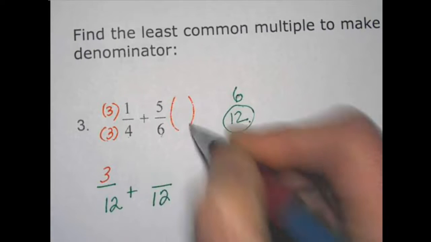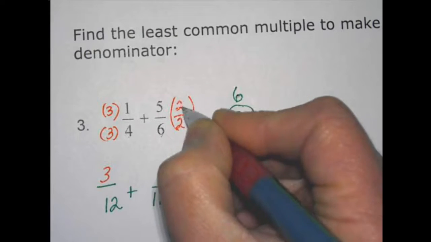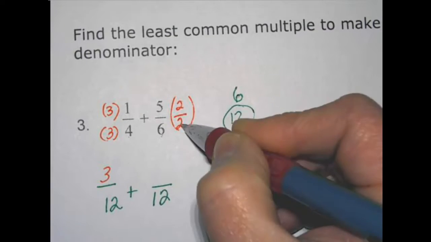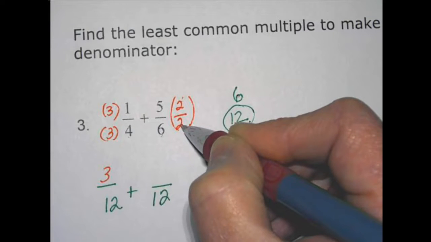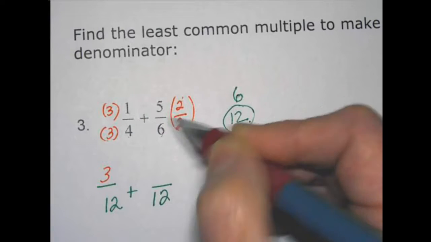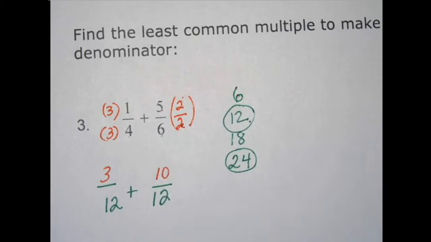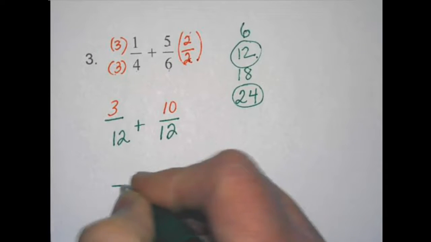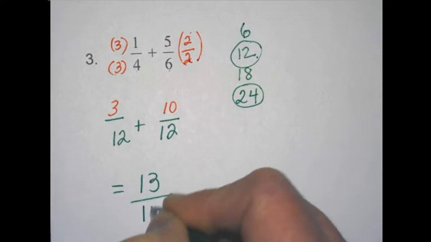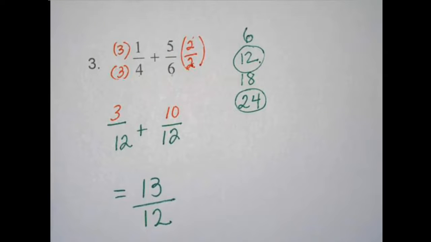What do I have to multiply 6 by so that it will be equal to 12? You have to multiply the numerator and the denominator both by 2, because that's multiplying by 1. If you multiply by 1, you do not change the value, you just change the way it looks. And so 5 times 2 is 10, 6 times 2 is 12. Now they have a common denominator. You add up the numerators. In Algebra 2, we do not change that to a mixed number.